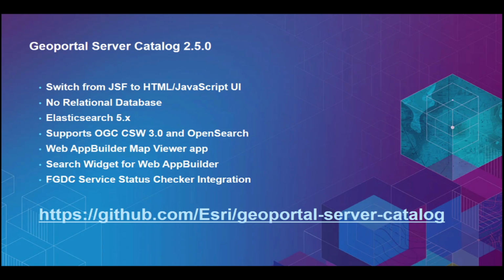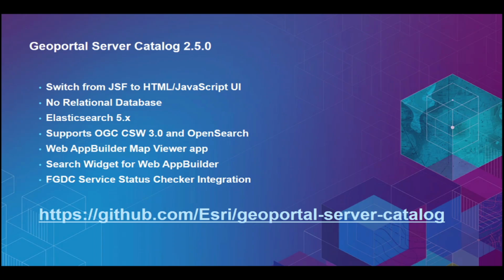We released 2.0 last year, and there was Elastic 2. Elastic came out with version 5 not so long ago, and that's going to be their path forward. So we decided, well, might as well do an update now as we're still building out this 2.0 release of the Geoportal. So Elastic 5 is what we support in this 2.5 release, hence the 2.5. We support OGC CSW3, which is the newest OGC spec, and OpenSearch.